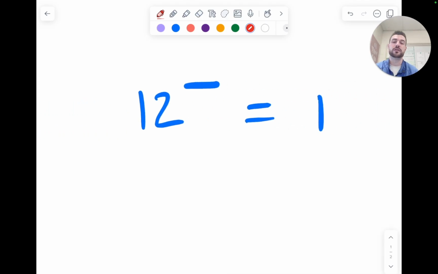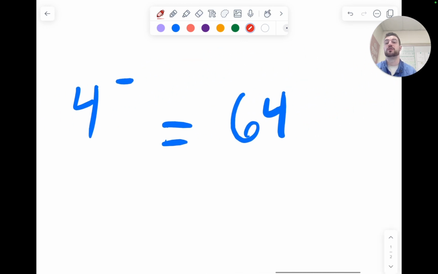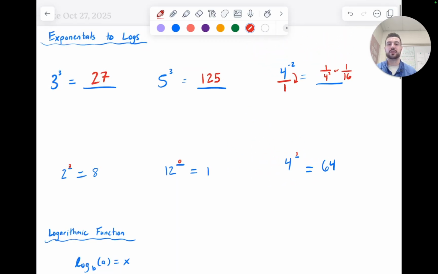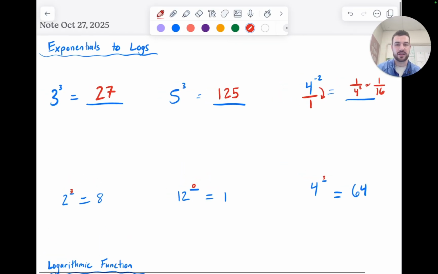Now it says 12 to the blank power is 1. Well, anything to the 0 power is 1. And then we have 4 to the blank power is 64, and that is going to be the third power. So these types of problems are pretty similar that we have on top and on bottom. However, it really is different thinking, all right?